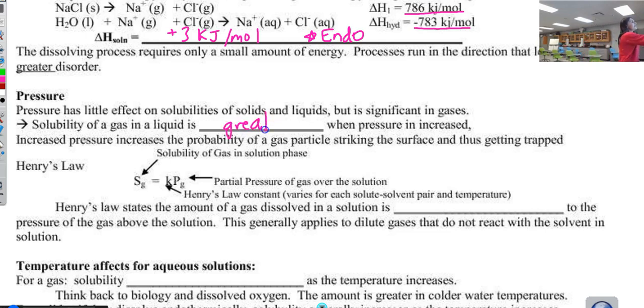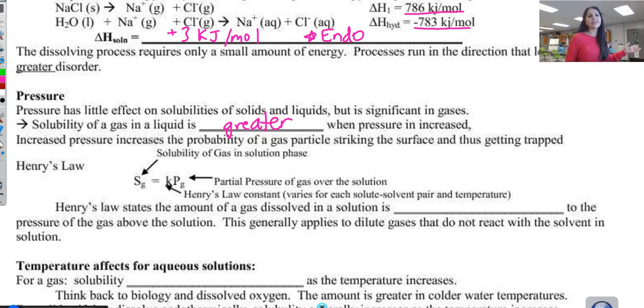So think of a can of pop, for example, or a bottle of some type of soda, something that's carbonated, okay? We know when we open up the top and release the pressure, those gases come out, but you couldn't see the gases before. You're like, wait, there was gas inside of there? It was gaseous, it was CO2, carbon dioxide gas. And so if you have a greater pressure, you can actually get those molecules to dissolve more. So I always want you to think about pop cans or bottles of pop. That's typically very helpful when you're thinking about solubility of a gas when you increase pressure. So increased pressure increases the probability of a gas particle striking the surface and thus getting trapped.